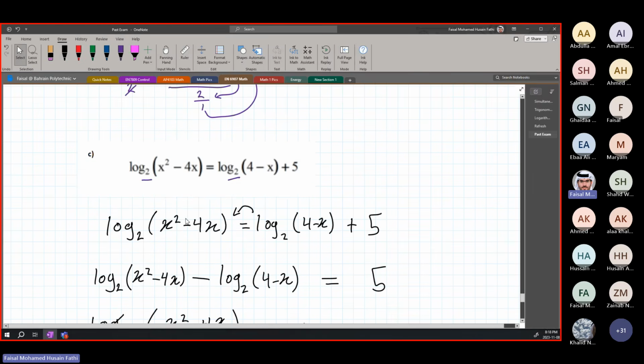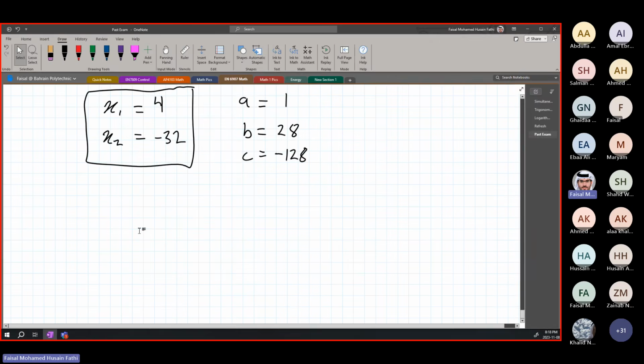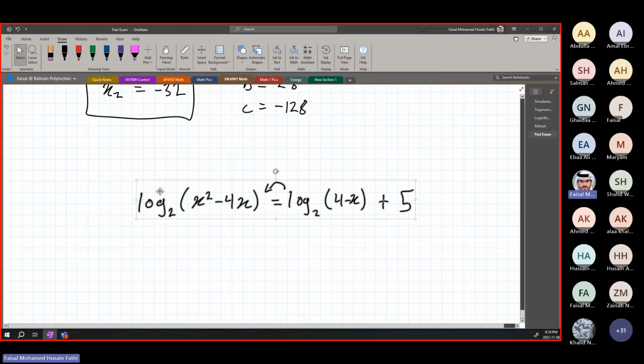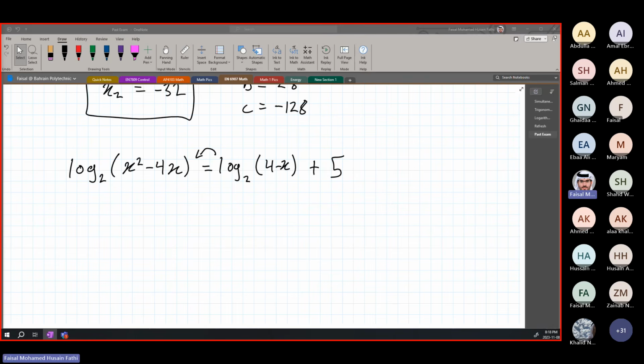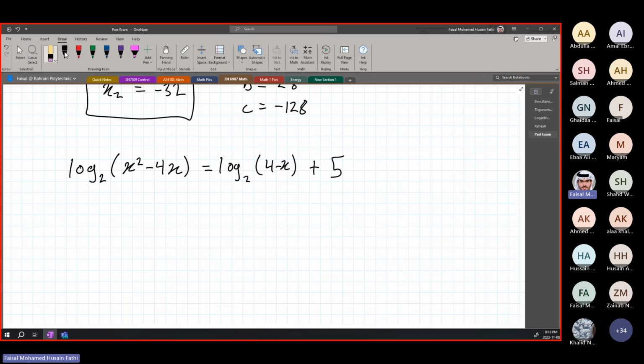I will repeat again from the beginning. Our first step is we want to simplify this equation, the equation that was given to us. First, what do we want to simplify? Logs. We want to get rid of the log. How do we get rid of the log? We move all of them to one side, and anything that doesn't have a log we leave on the other side.